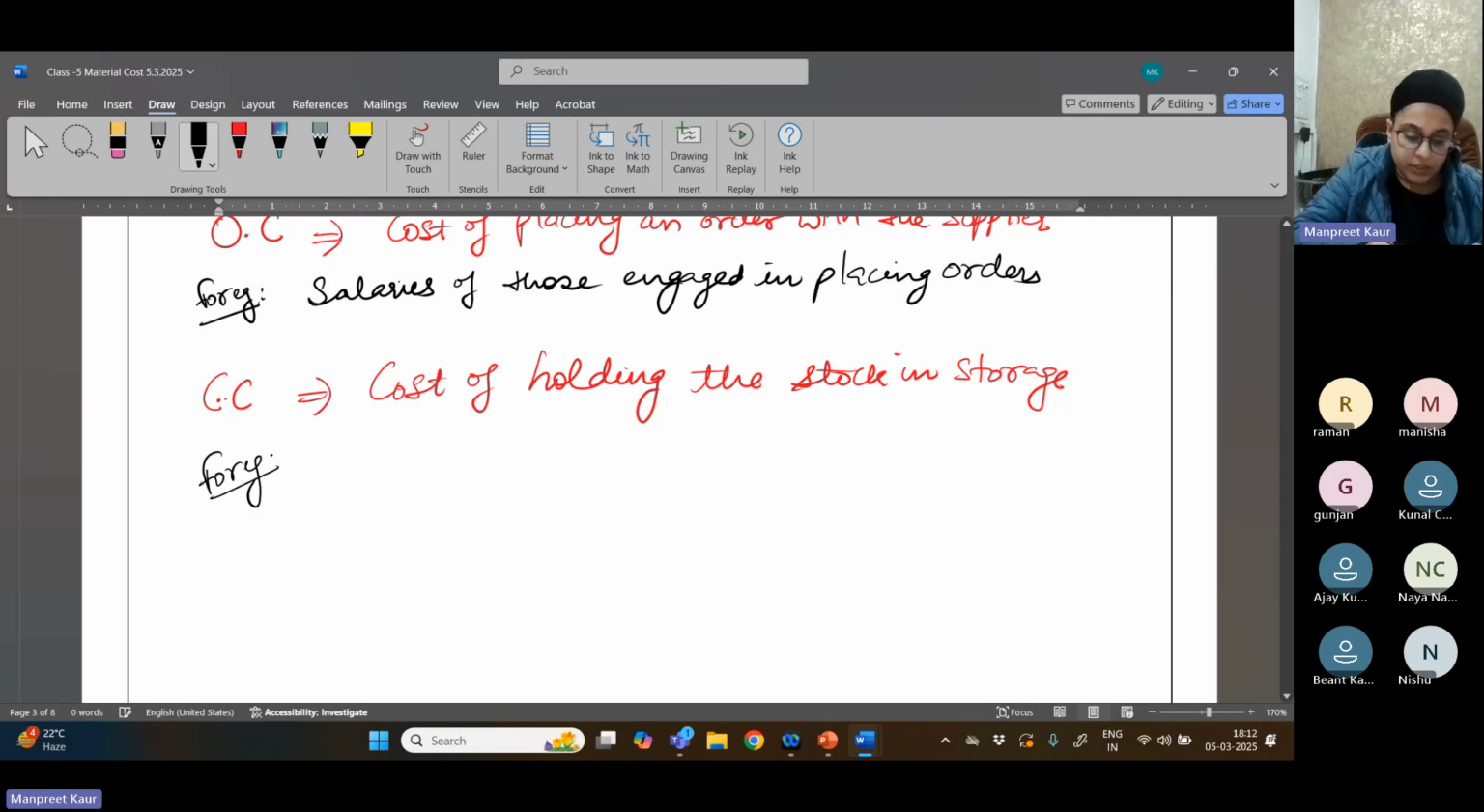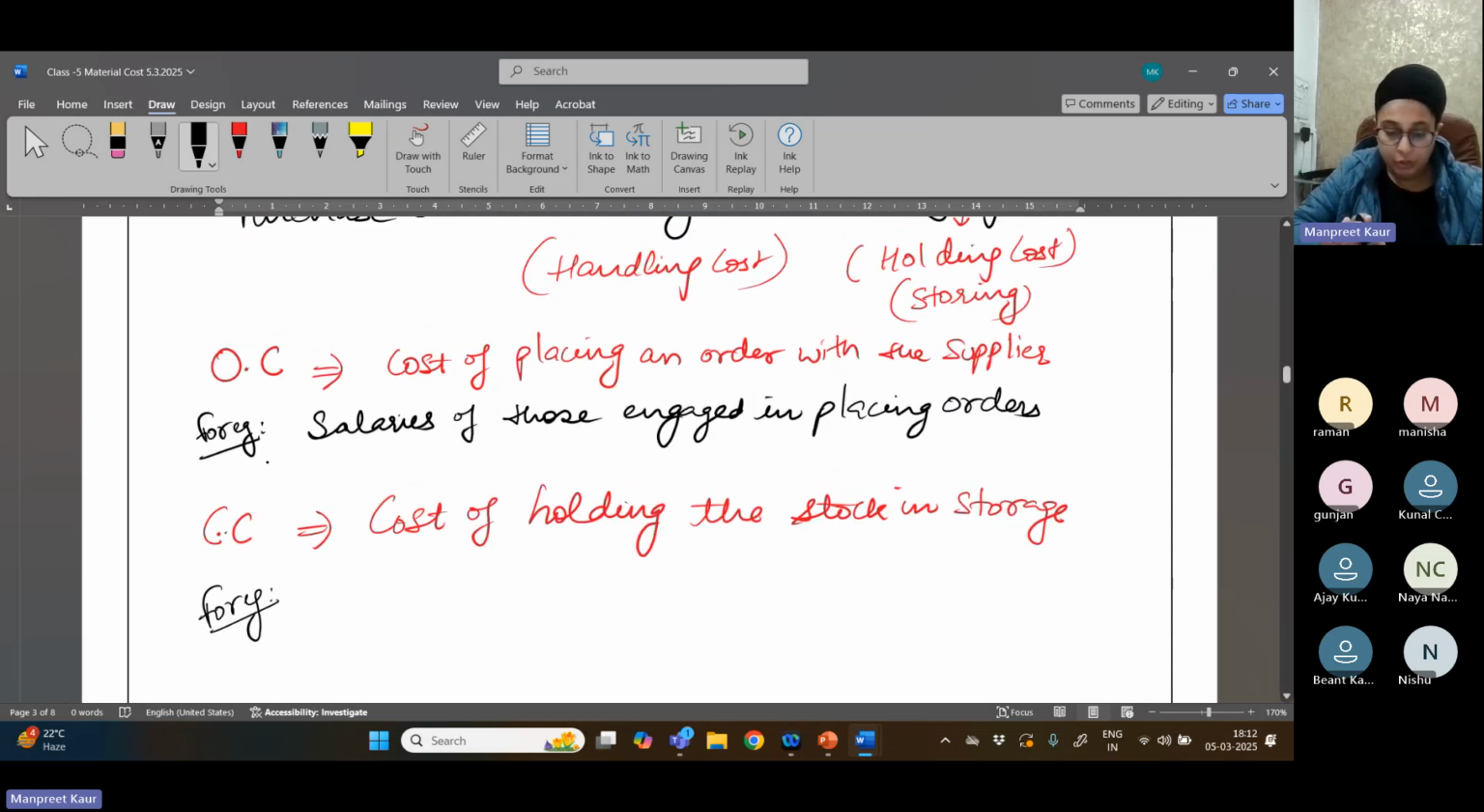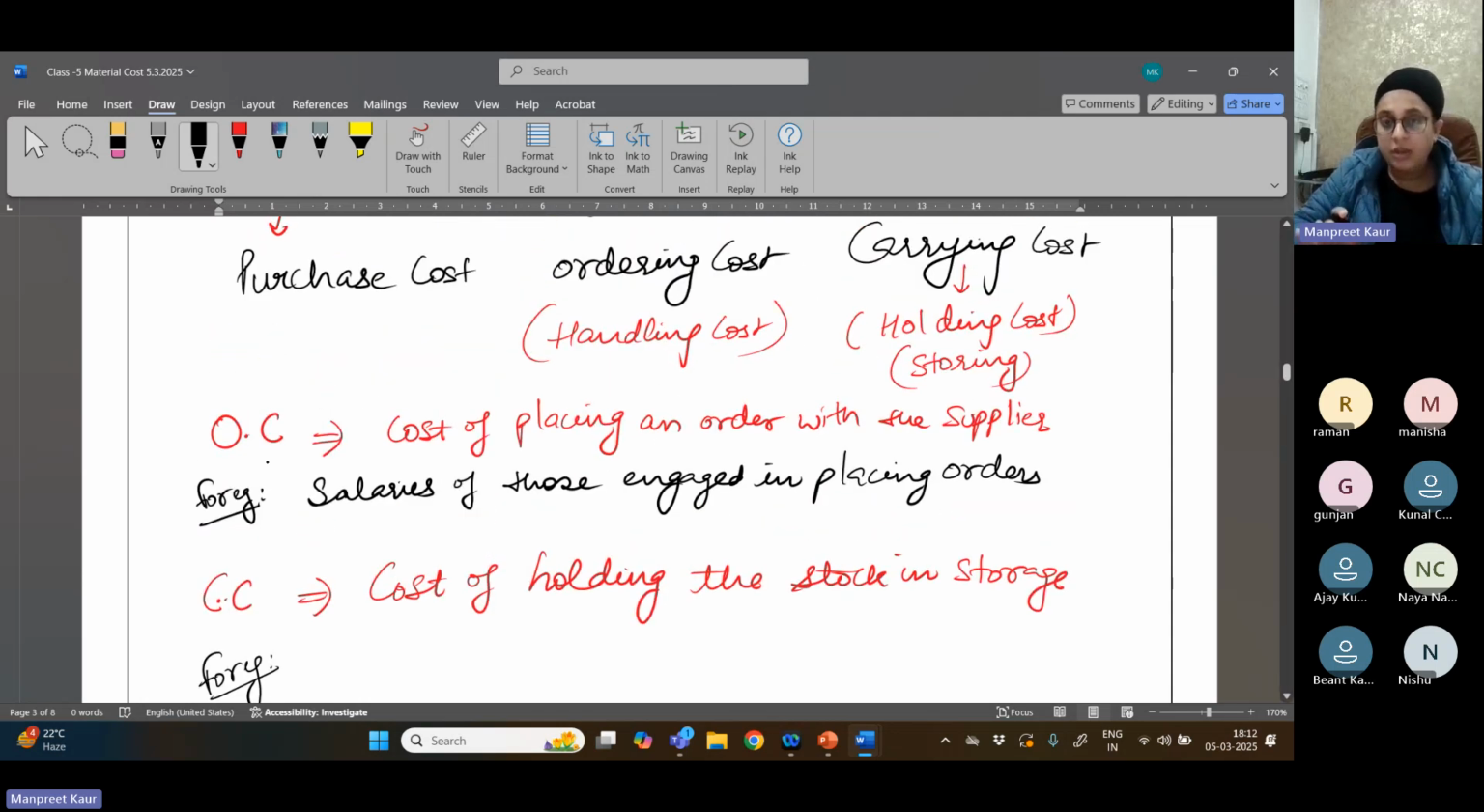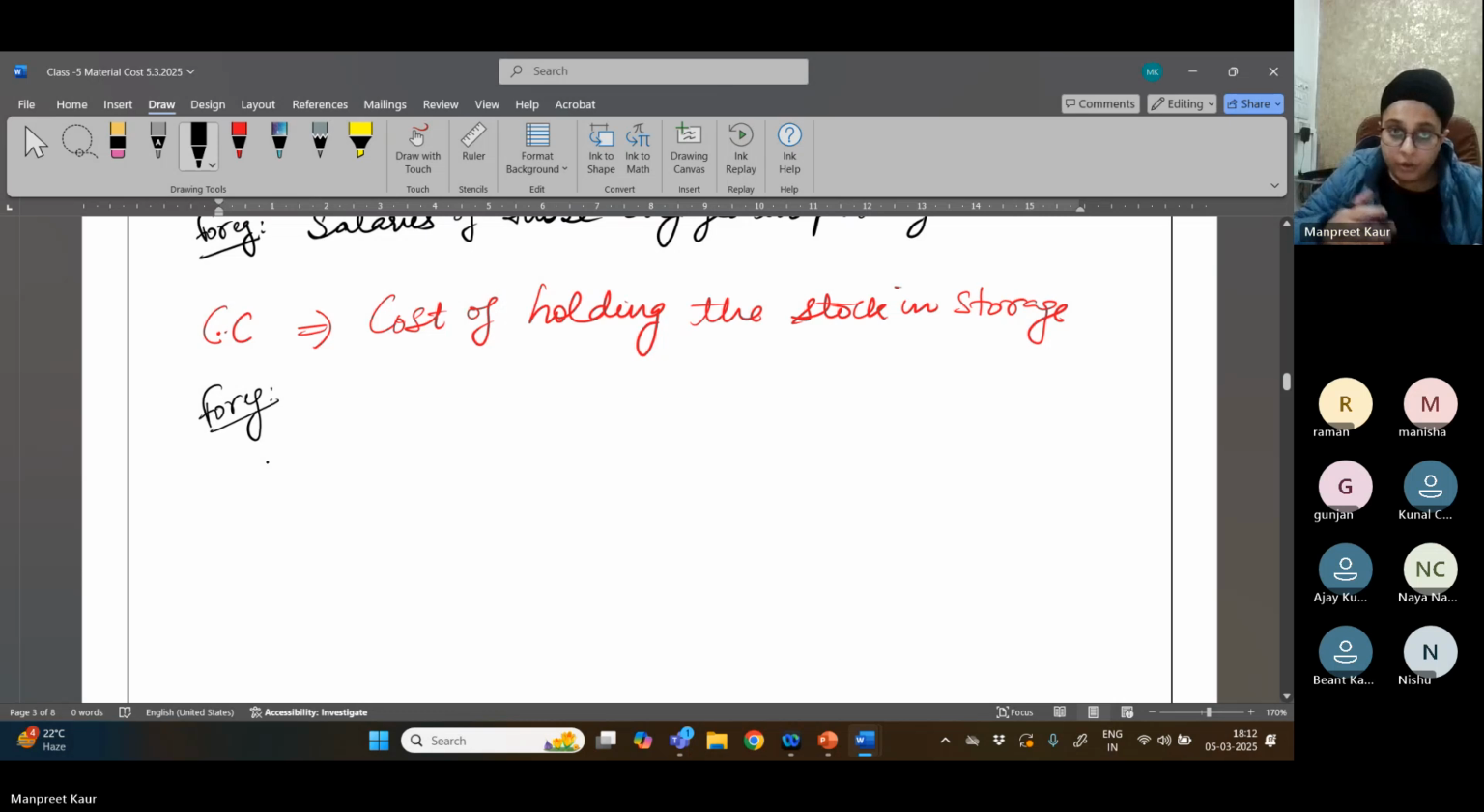You just keep listening. You do not have to note down all these documents and presentation. Just listen to what I want to explain to you about what ordering cost means. Please do not note down, I'll share these sheets with you. Clear? Carrying cost is the cost of holding the stock in storage.